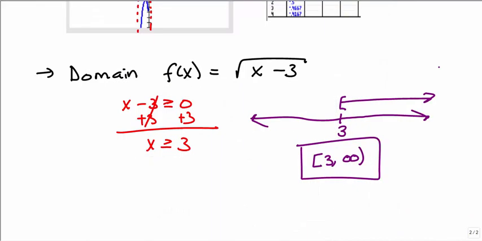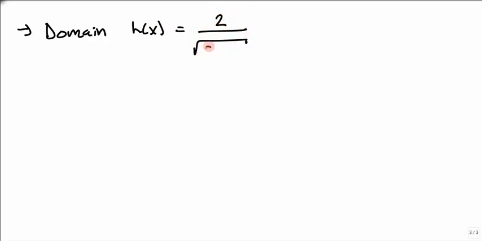Okay, let's go ahead and look at an example in a denominator where we have a radical. So we're still trying to find domain. Here we're trying to find the domain of h of x equals 2 over the square root of 3x plus 1. Now we have a little bit of a different problem. We have a denominator and we have a radical. So I take this radicand, 3x plus 1.